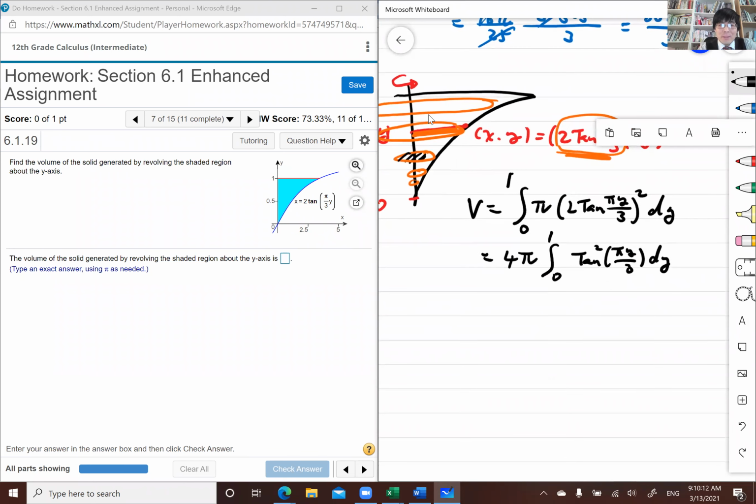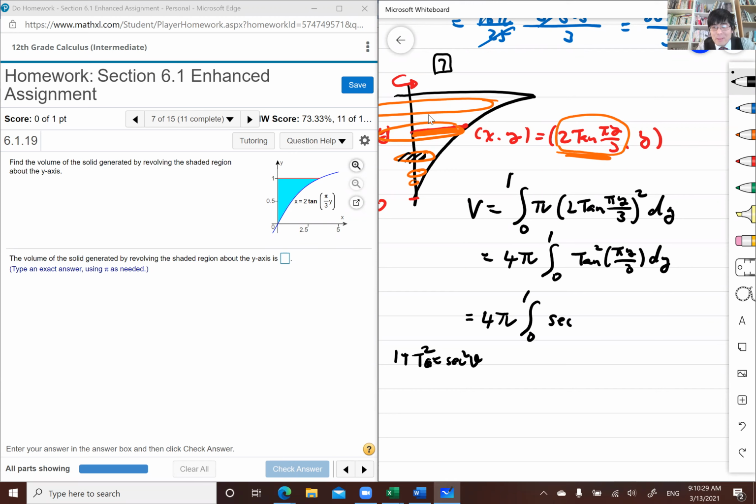Do you remember how to integrate the tangent square? Well, use the following identity: 1 plus tangent square is secant square. So you can rewrite the tangent square as secant square of this angle minus 1.